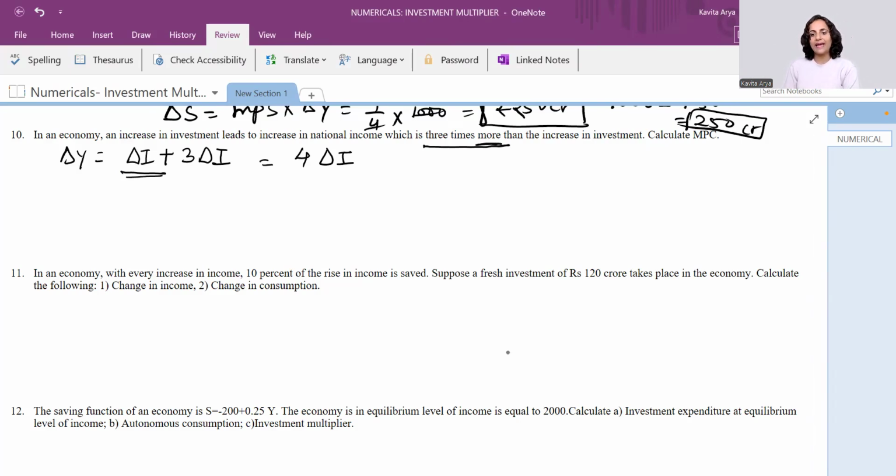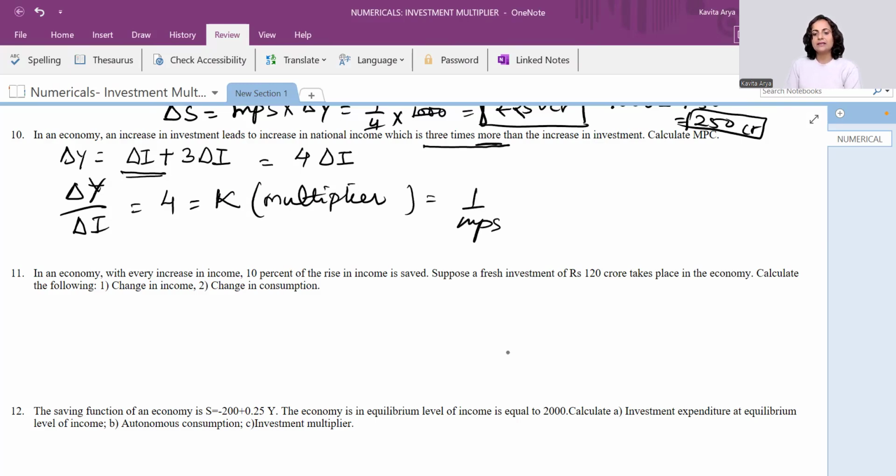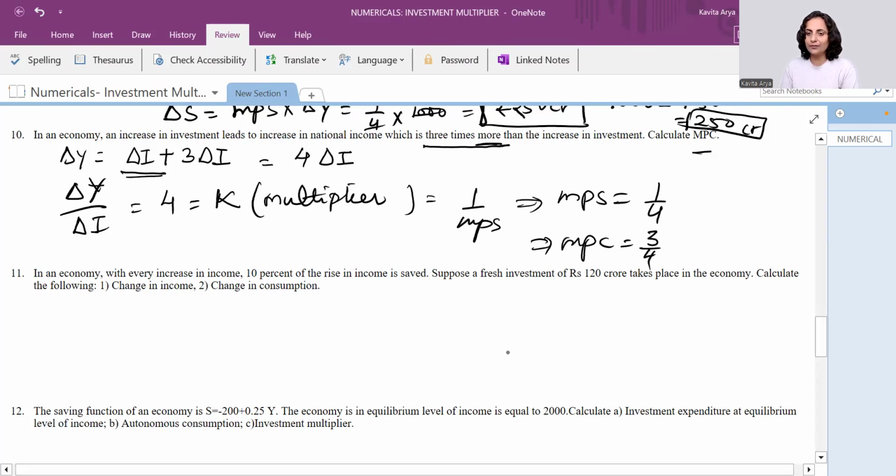So now calculate MPC. We are given this ratio, delta Y is equal to 4 of delta I. So can we find something? Yes, delta Y by delta I becomes 4. It is nothing but the value of K or multiplier. And we know the multiplier is equal to 1 by MPS. This implies that if 1 by MPS is 4, MPS would be 1 by 4, and this clearly gives us that MPC would be 3 by 4, and we are done with this question.